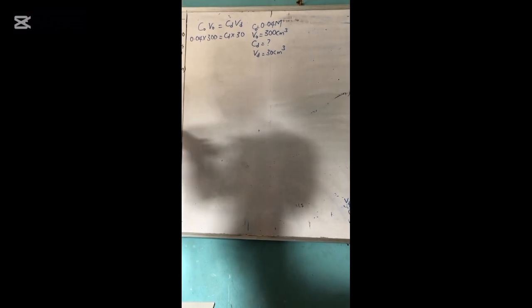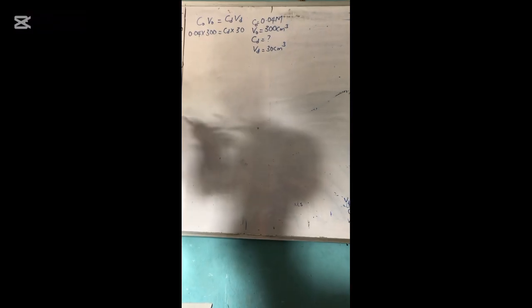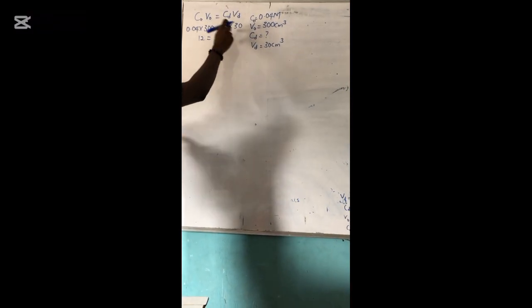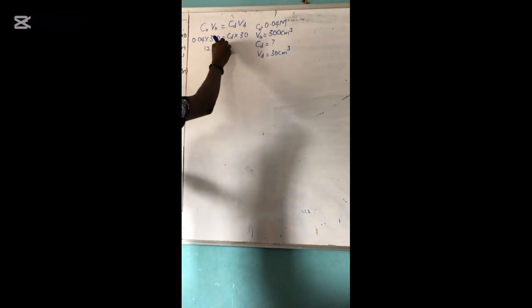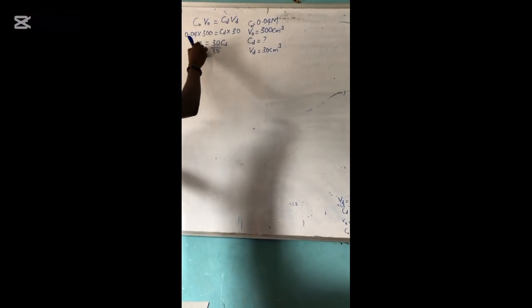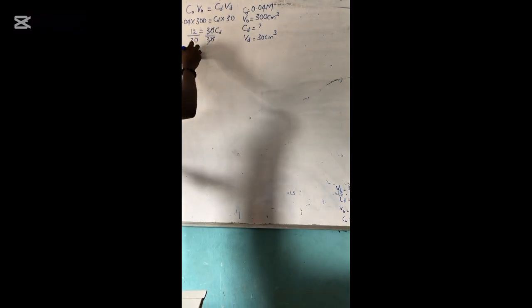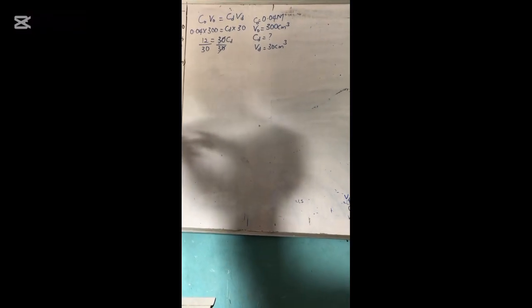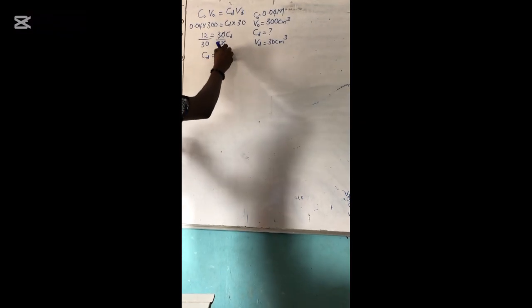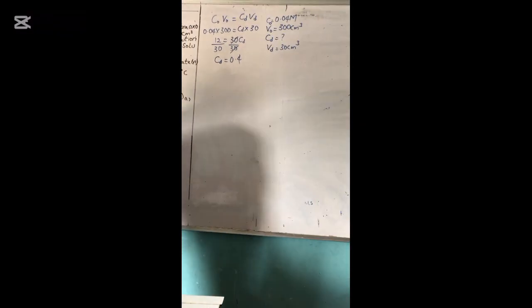So now let's calculate it. 0.04 multiplied by 300 gives us 12, which equals 30 times CD, that is 30CD. So we divide both sides by 30, and it cancels out. 12 divided by 30, so CD is going to be 0.4. That happens to be our answer.